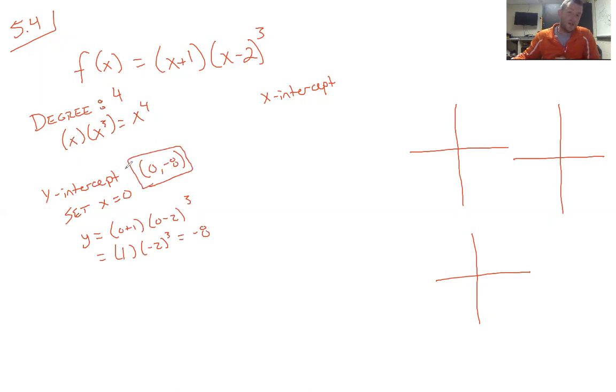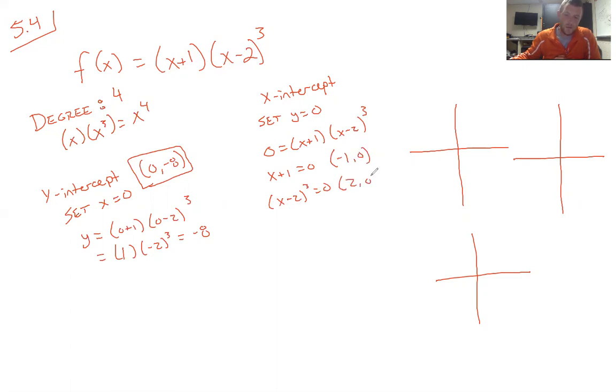Next thing will be the x-intercept. So the x-intercept is the same thing that we have been doing. Set y equal to 0. I'm going to go 0 is equal to x plus 1 times x minus 2 cubed. So both these could be 0, so it's going to be x plus 1 is equal to 0, and x minus 2 cubed is equal to 0. So the first one would be x equals negative 1, and the last one would be 2.